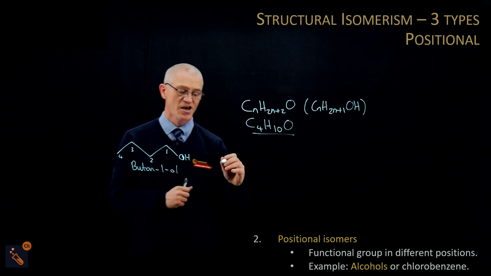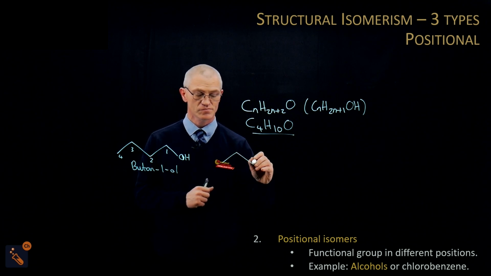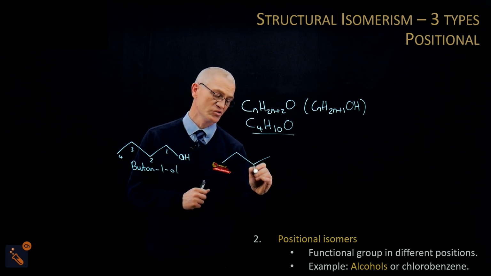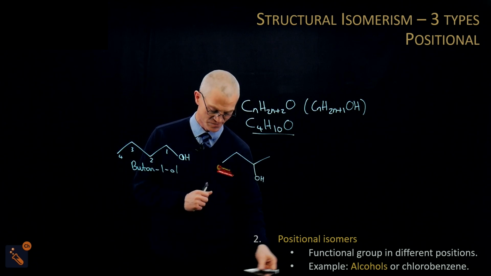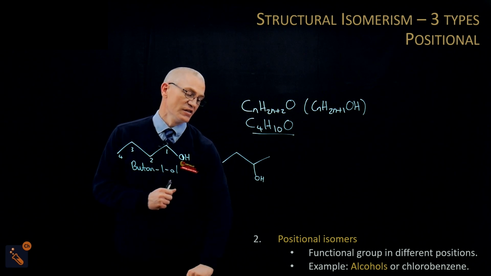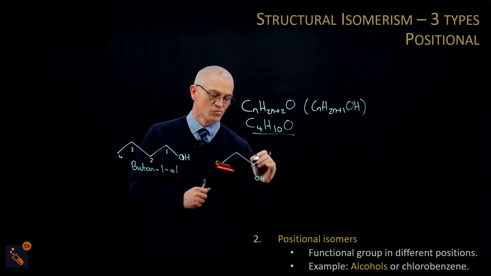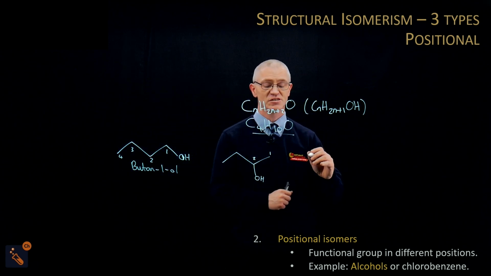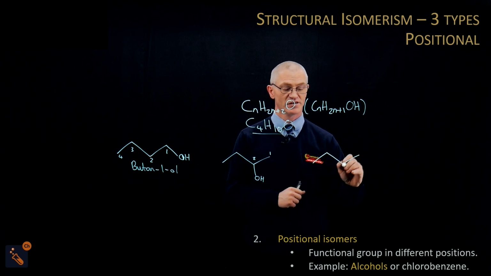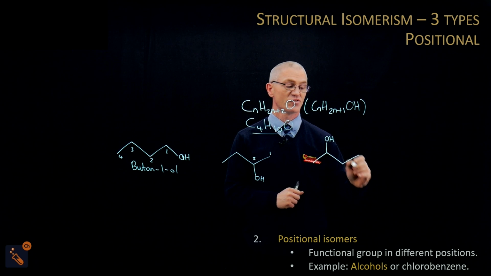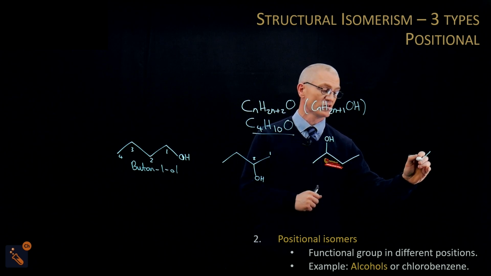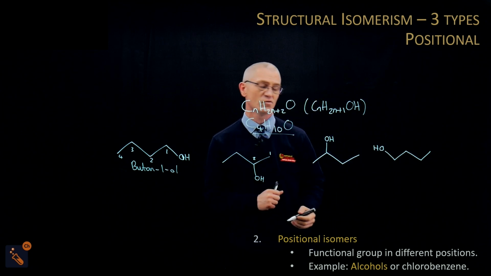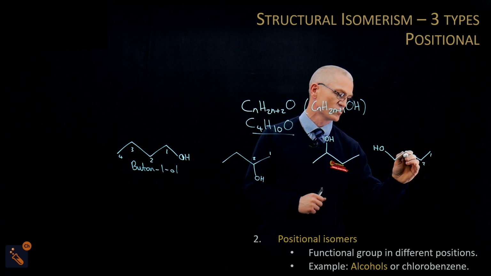We'll then go from there and we draw the chain again. But this time, we put the OH on position number 2. So position number 2 would be there, and that's our positional isomer. Now, if that's our position number 2, we could then move along and we could say, well, what if we put it in position number 3? So position number 3 would be like that, and then you'd put your OH on position number 3, and then we could also put it in position number 4. Okay, position number 4. So that's 1, 2, 3, 4.